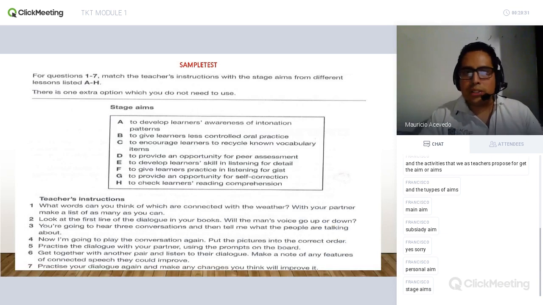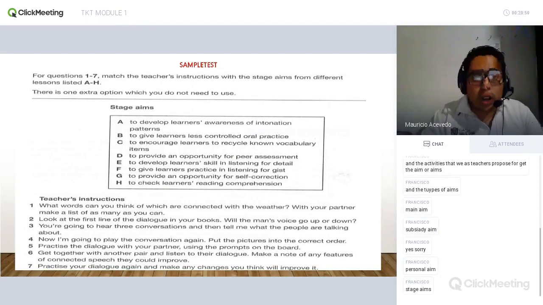From questions 1 to 7, match the teacher's instructions with the stage aims from different lessons listed from A to H. There is one extra option you need to use. Okay, so here we have the stage aims, Francisco.